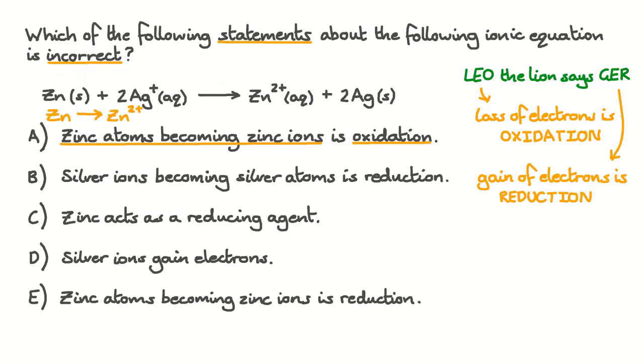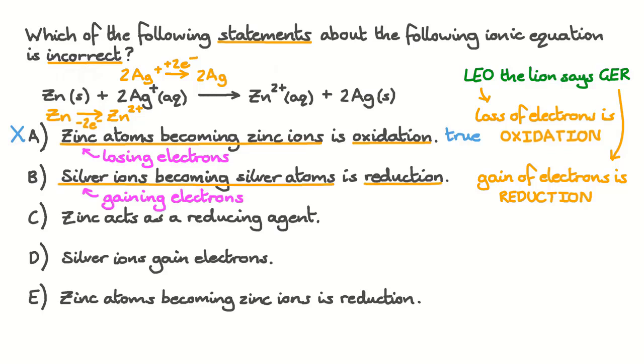From the equation, we can see zinc is being transformed into zinc 2+. This corresponds to the removal of 2 electrons. We can also see silver ions transforming into silver atoms. This particular process involves electrons being added. We can see that zinc atoms in this case are becoming zinc ions and losing electrons. This statement is true, therefore it can't be our answer.